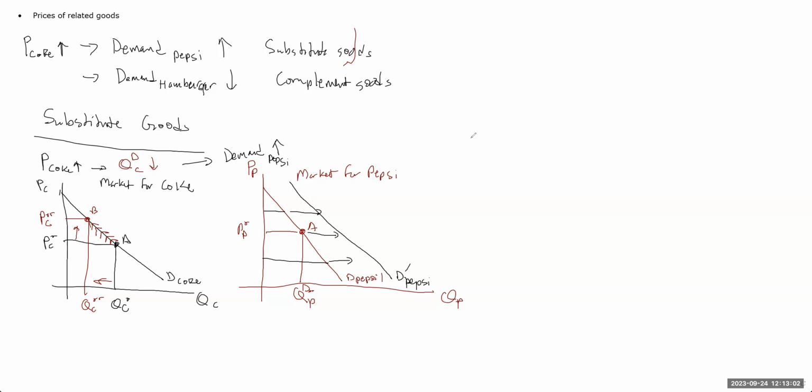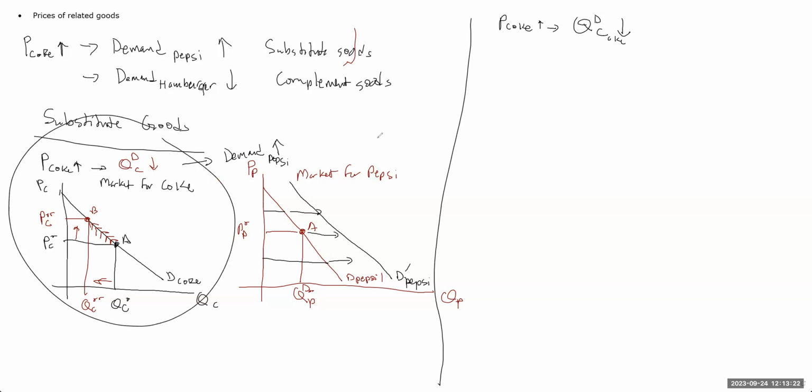So that's how it works. Let's do the complement good. All right, the price of Coke increases. We see from here that the quantity demanded of Coke fell. We saw that from this picture right here.